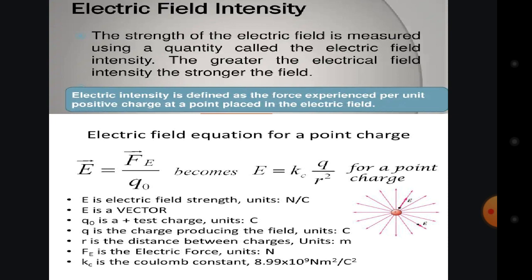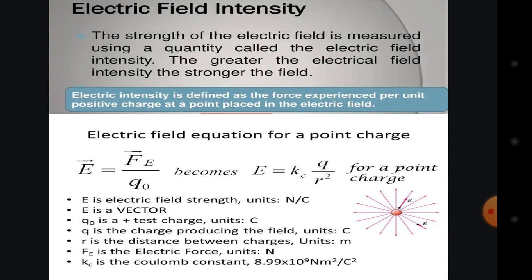So this Kc, the one that we just explained, is the Coulomb's constant, which has a value of 8.99 times 10 to the power of 9 Newton meter squared per coulomb squared. You can also approximate this constant of proportionality as 9 times 10 to the power of 9 Newton meter squared per coulomb squared. You can turn that 8.99 into 9 as an approximation, or you can leave it like that.